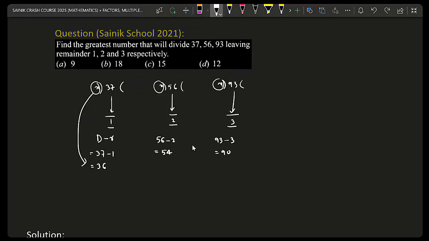It is a common factor of all of them, and they want the greatest possible number, that means the highest possible number. So we need to find the highest common factor of 36, 54, and 90. We can go for the common division method, and let me divide by 2. In the common division method for HCF, only if all are divisible do we divide. So 2 into 18, 36; 2 into 27, 54; and 2 into 45, 90. Now all are divisible by 3. 3 sixes are 18, 3 nines are 27, 3 fifteens are 45. So again 3 twos, 3 threes, and 3 fives. There are no common factors left, so we can stop.